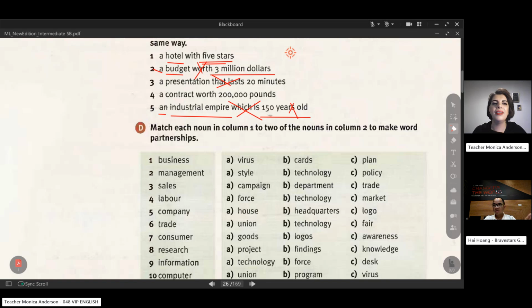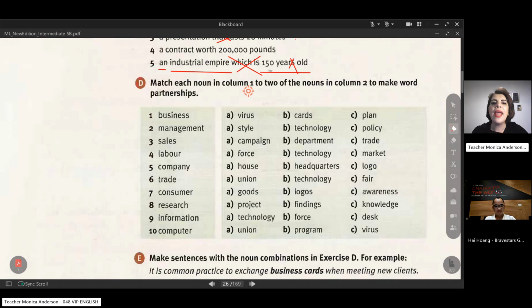1 kilometer, 3 kilometers distance. Yeah, of course, you can say, for example, one-way flight. One-way flight. Okay, something like this. Now let's match each noun in column 1 to one of the nouns in column 2 to make word partnership combinations. So let's see.